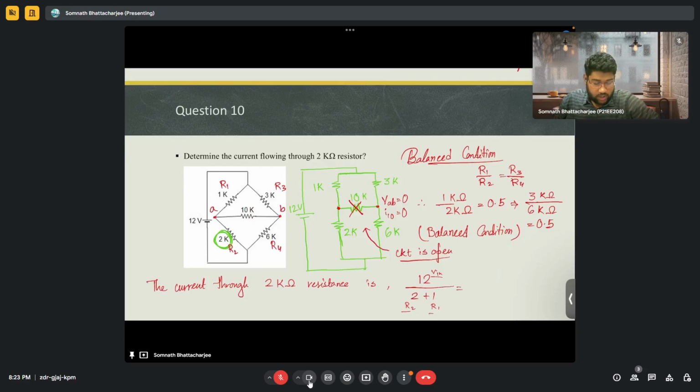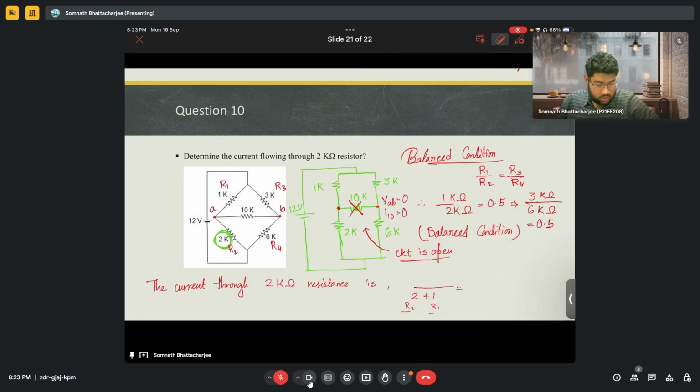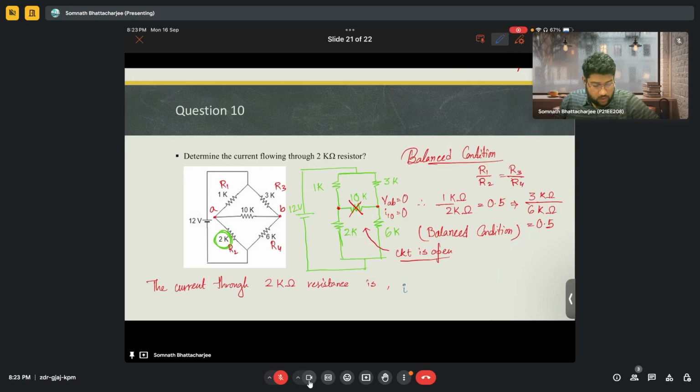I'm just giving confusing explanations. Just remove this. So we need to get the value of I at R2, that is nothing but V times R2 over R1 plus R2. So V is 12 volts divided by 1 plus 2 kilo ohms. So this is 4 milliamps. This will be the value of IR2. So this is the answer we require.